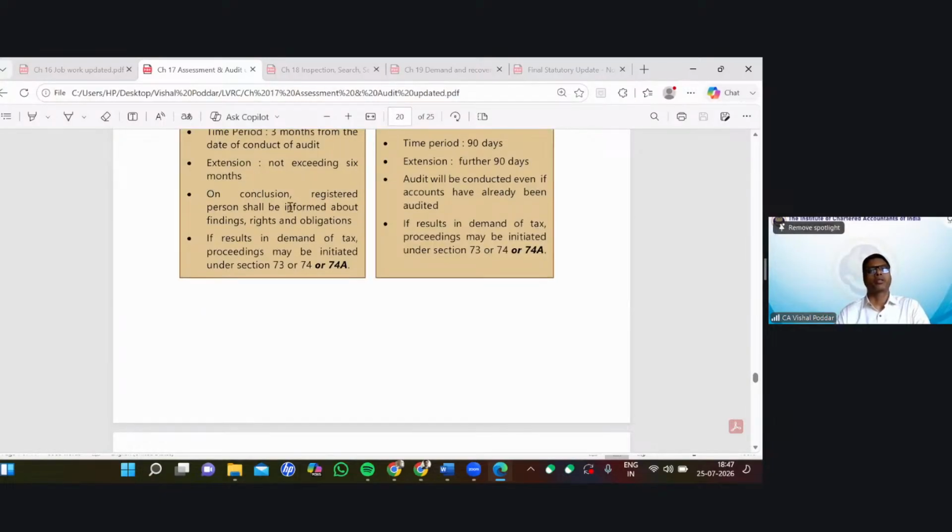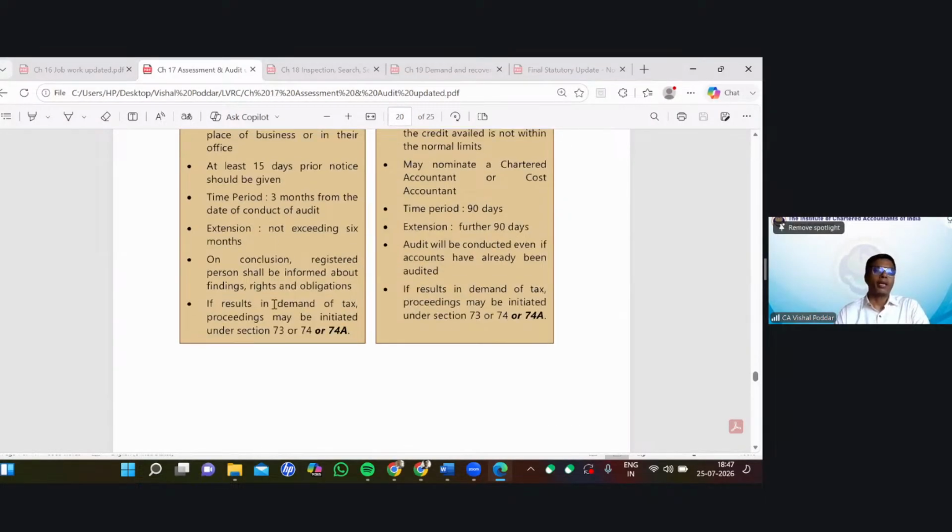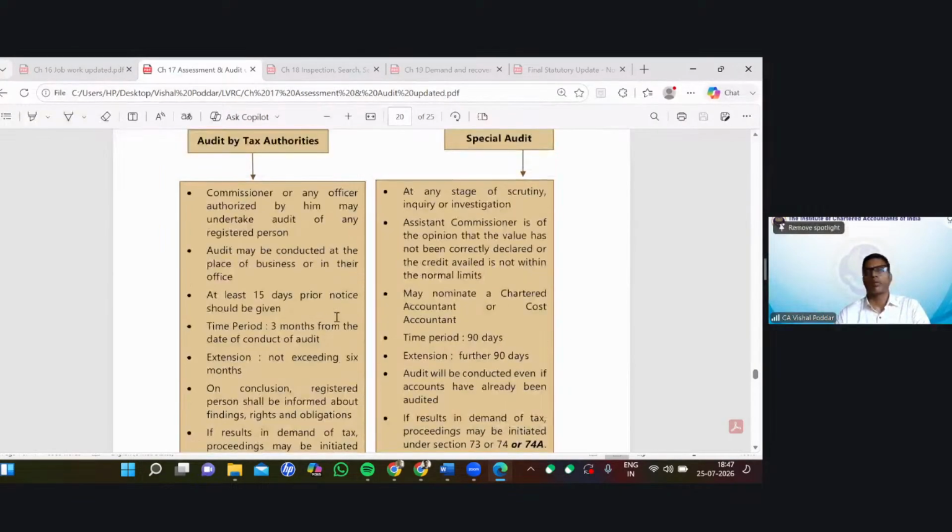Now on completion, the registered person shall be informed about the rights and obligations and any mistakes done. So an audit report has to be given. And if it results in demand of tax, it may be done using 73, 74 and now the new section 74A. What is special audit?